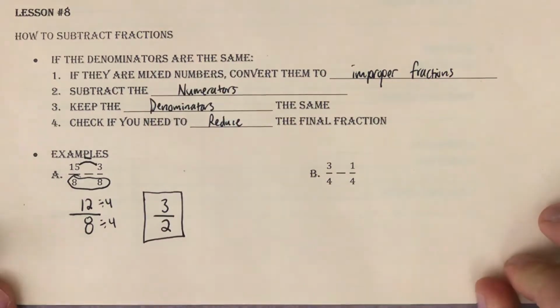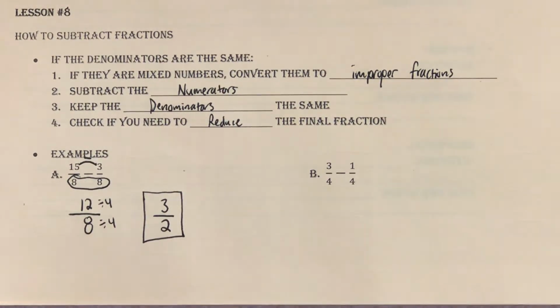So if you got to 12 over 8, you're almost there. You just need to make sure that you reduce the fraction as well.